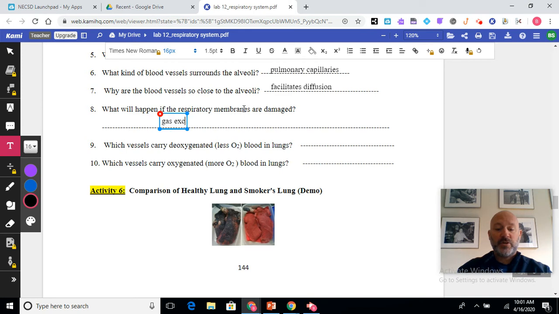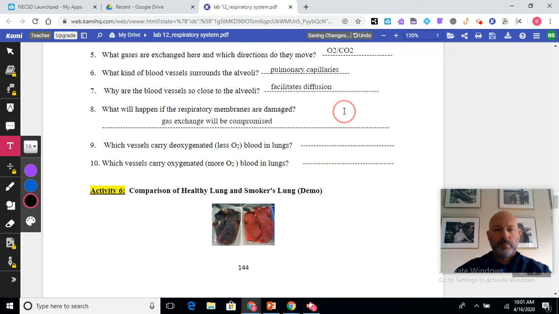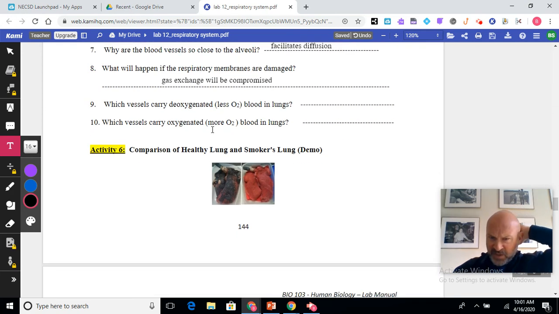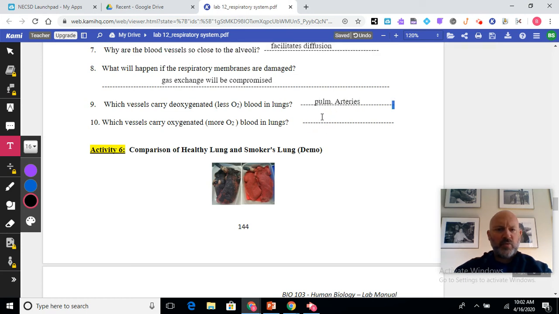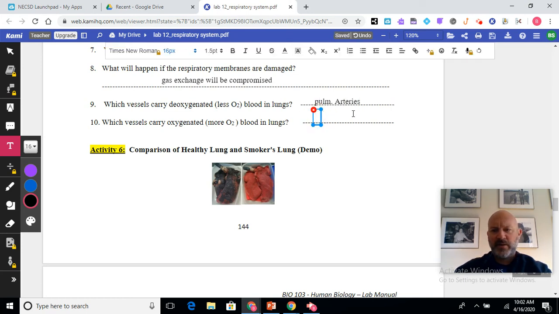What will happen if the respiratory membranes are damaged? Well, gas exchange will be compromised. And which vessels carry deoxygenated blood in the lungs? The pulmonary arteries. And which vessels carry oxygenated blood? Pulmonary veins.